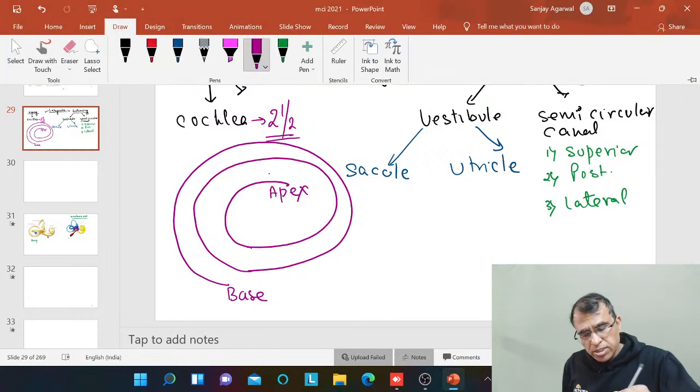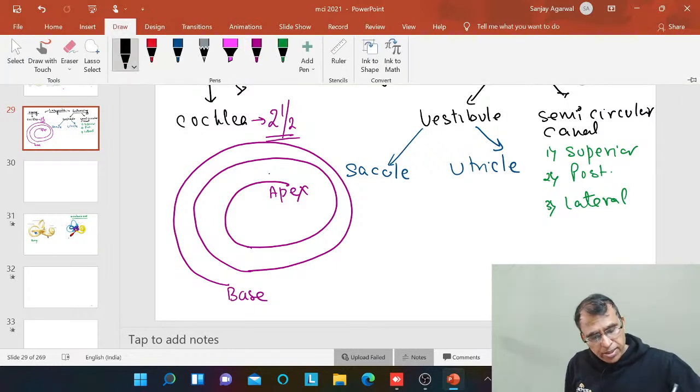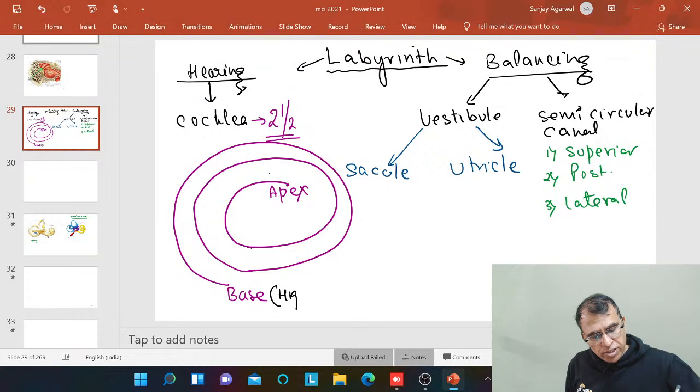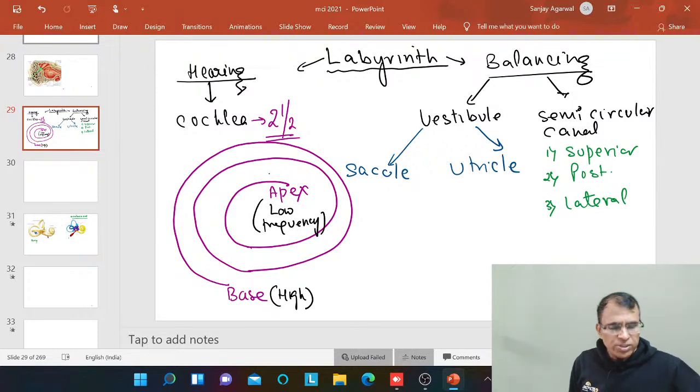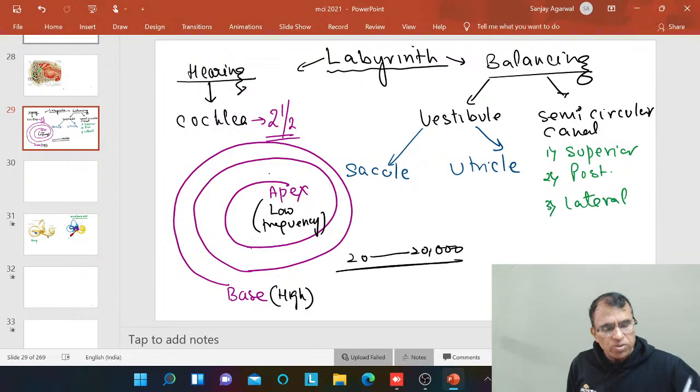Now, what you have to know in this is that base end is responsible for high frequency sound, and apex end is responsible for low frequency sound. We all know we can hear a lot of frequencies. What is the frequency we can hear? 20 hertz till 20,000 hertz. This is a school question. Remember, in school they used to ask, what is the frequency the human ear can hear? 20 to 20,000. So 20 hertz we can hear at the apex, and 20,000 we can hear at the base, and in between we can hear other frequencies also.